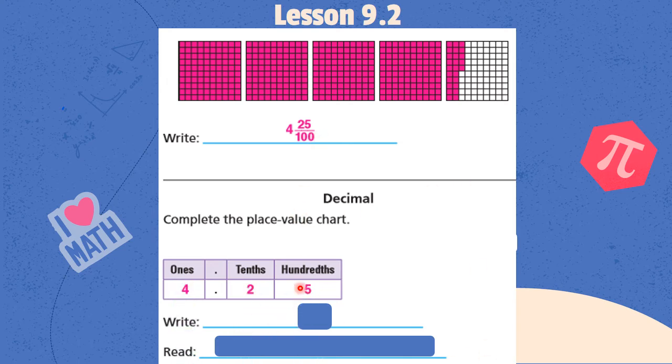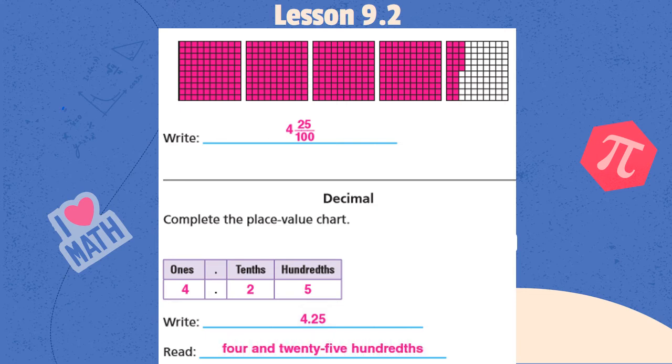Why 4.25? Because 4 is the whole number and 25 consists of 2 digits, and 100 has 2 zeros. So 4.25. And we write it as 4.25, and we read it as 4 and 25 hundredths.